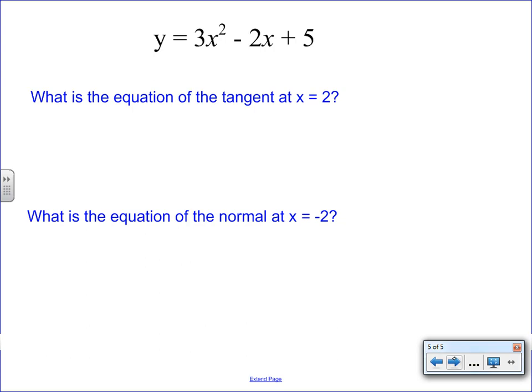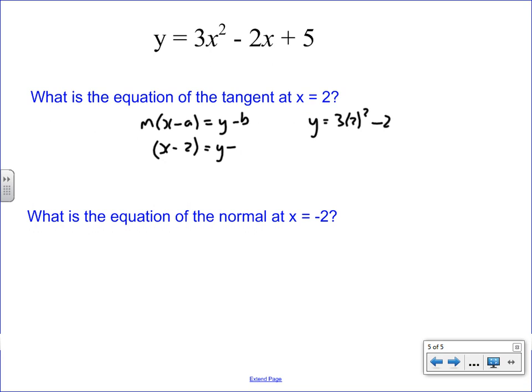So, tangent, type of line, m, x minus a is y minus b. We know that x is 2, so x minus 2 goes here. Y minus, we need to find the y coordinate. So we find the y coordinate by subbing 2 into the original equation. And that gives us 12 minus 4 and 5, which is 13. So that's 13 there.